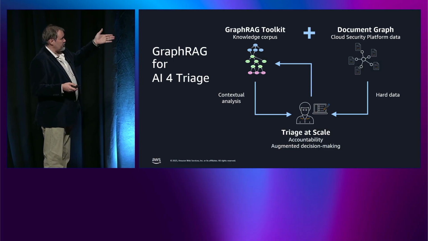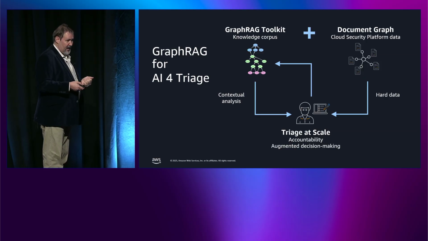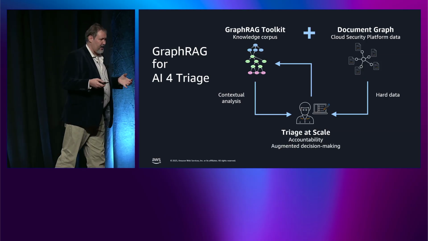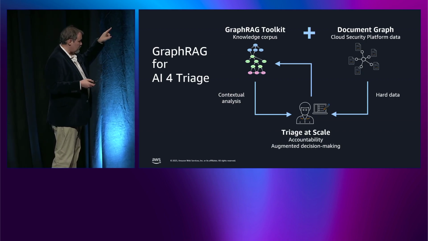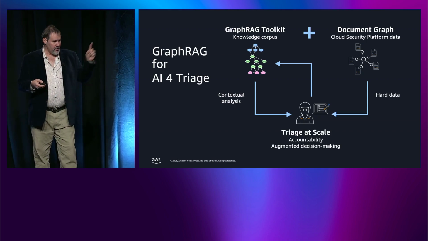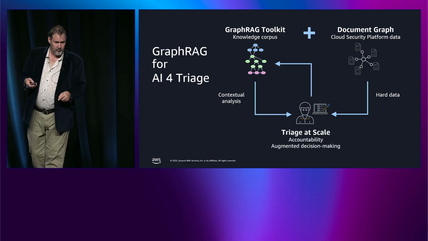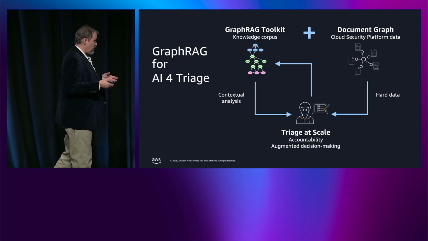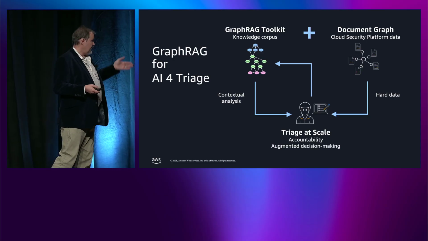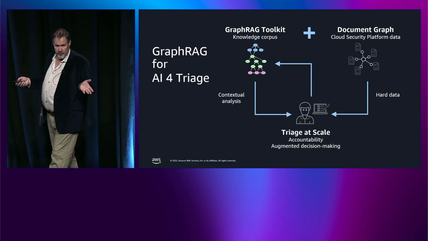So what have we done? We've written a document graph, which is our hard data. We bring that hard data to our analyst in the form of an AI-generated triage record. We feed that back into the document graph, and we use that for overarching contextual analysis. That allows us to get a picture of the organization, not a picture of a lot of tools.